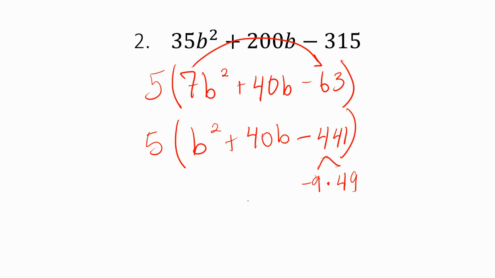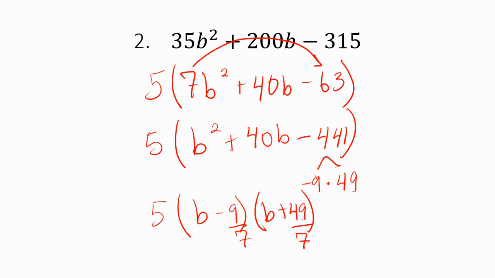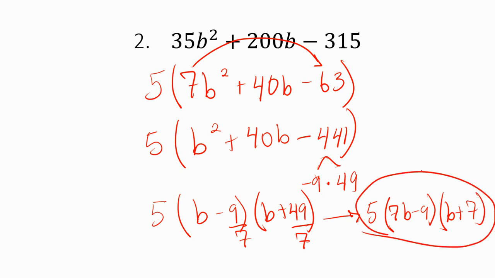So now what we need to do is keep this 5 out front. This is going to be b minus 9 times b plus 49. And now I need to remember to divide back out by that 7. So divide by 7 here, divide by 7 here. This one changes to an integer. This one can't, so we have to move this 7 out front. So after that, we have 5 times 7b minus 9 times b plus 7. And this, if you multiply it back out, will indeed give you this original one.